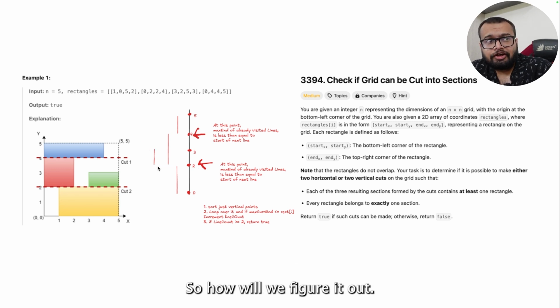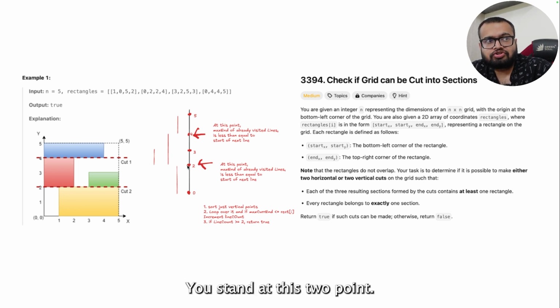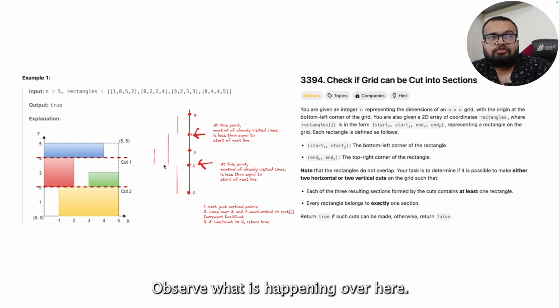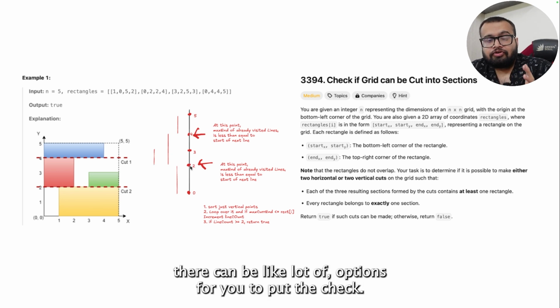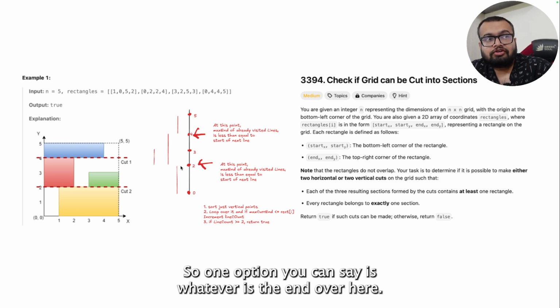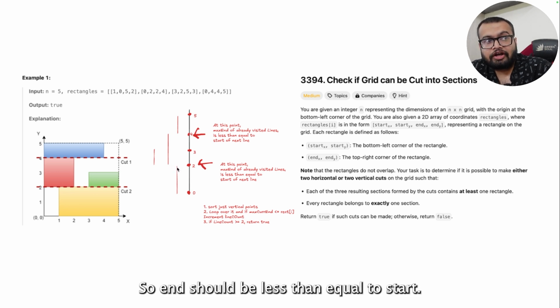So how will we figure out that it will not intersect? The condition is very simple. At this point, you stand at this 2 point and observe what is happening over here. There can be a lot of options for you to put the check. One option is to compare whatever the end is and whatever the start is. So end should be less than or equal to start.